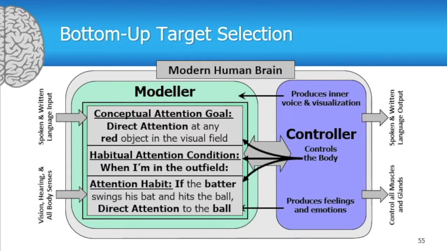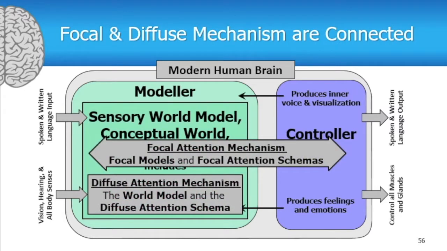The rare top-down focal attention target would still have an activated corresponding diffuse attention schema arrow location. This means that the focal and diffuse attention mechanisms are very tightly integrated, like this. They are tightly integrated because every focal attention schema arrow in the focal attention mechanism is an extension of the associated activated diffuse attention schema arrow of the diffuse attention mechanism. The focal models in the focal attention mechanism are copies of small regions of the world model that is continually updated by the diffuse attention mechanism.